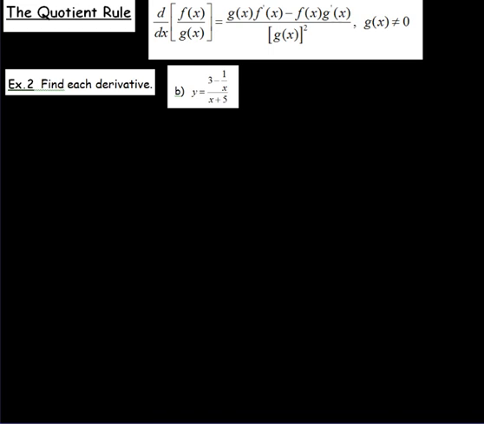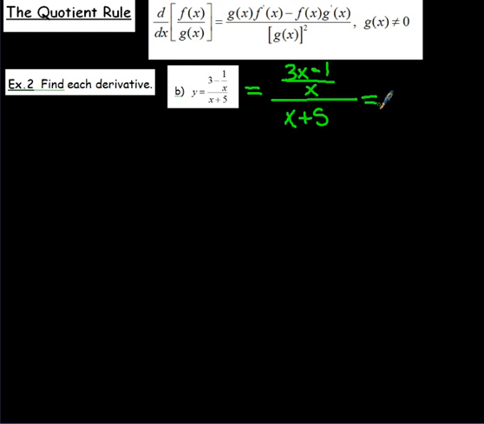Now for example 2b, finding the derivative of this equation, y equals 3 minus 1 over x divided by the quantity x plus 5. What I want to do first is rewrite the numerator, 3 minus 1 over x. So I'm going to get a common denominator, and I'm going to have 3x minus 1, all of that over x, divided by our denominator of x plus 5.